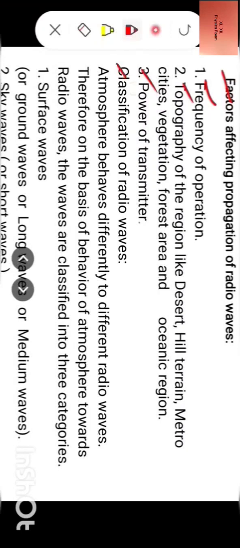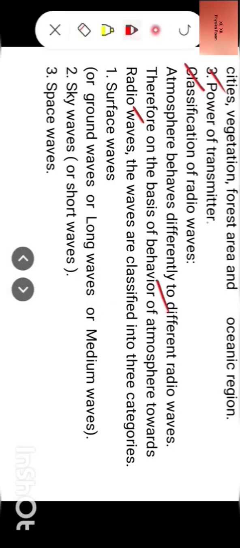Now, classification of radio waves. Atmosphere behaves differently to different radio waves. Therefore, on the basis of behavior of atmosphere towards radio waves, the waves are classified into three categories. These categories are: number one, surface waves, or ground waves, or long waves, or medium waves. So, ground waves, long waves, medium waves are the names of surface waves. Number two, sky waves or short waves. Number three, space waves.